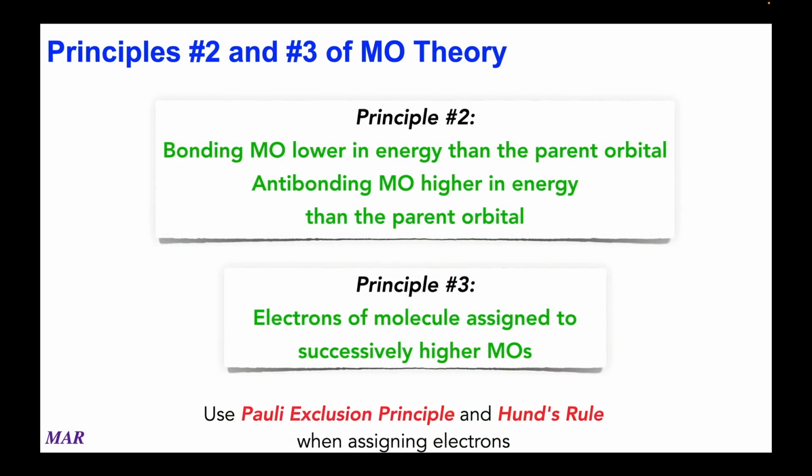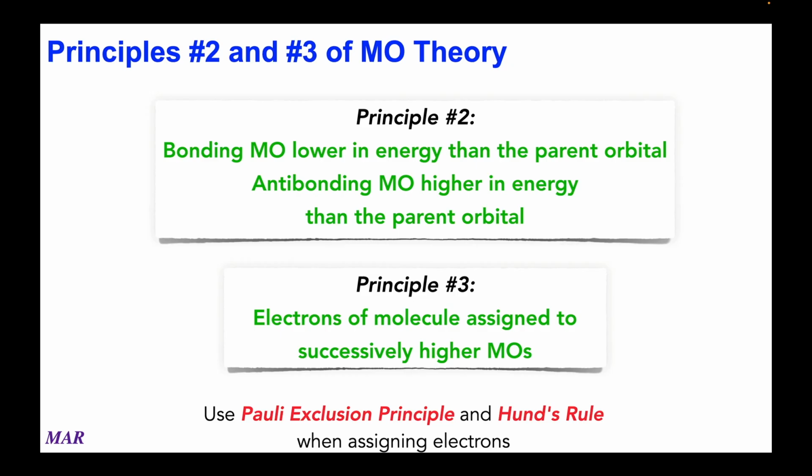Principle number 2 says that when you have bonding and anti-bonding molecular orbitals, that's because the two atomic orbitals create two molecular orbitals, all right? One of them is lower in energy, the bonding molecular orbital, and the anti-bonding molecular orbital is higher in energy. That does not make the molecule stronger. The third principle just says that as you start applying electrons to these molecular orbitals, you always start at the lowest molecular orbitals and work your way up to the highest molecular orbitals.